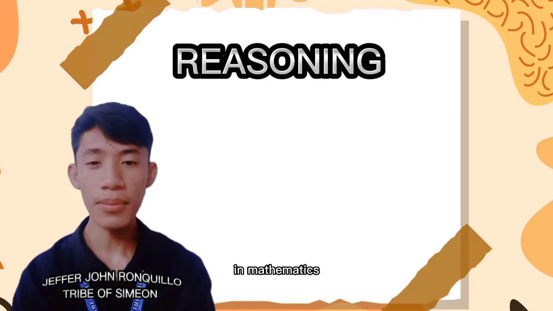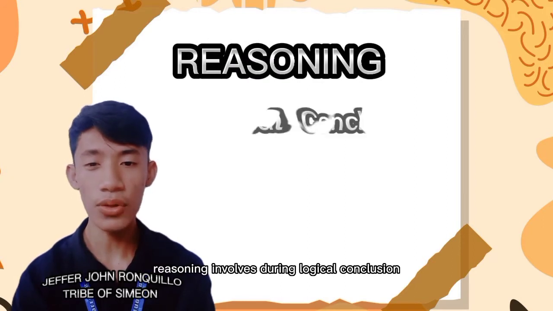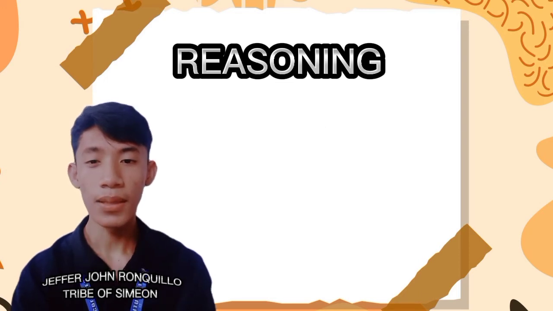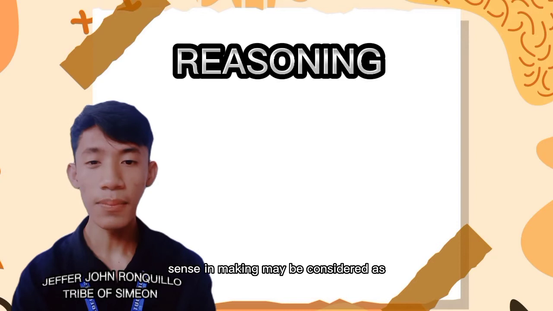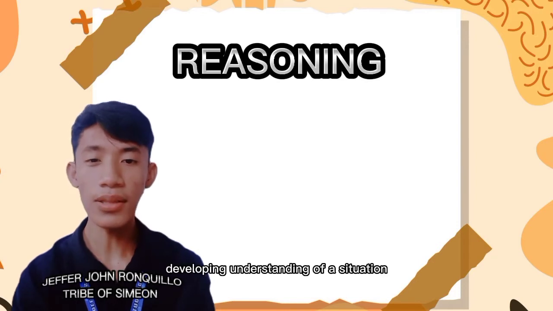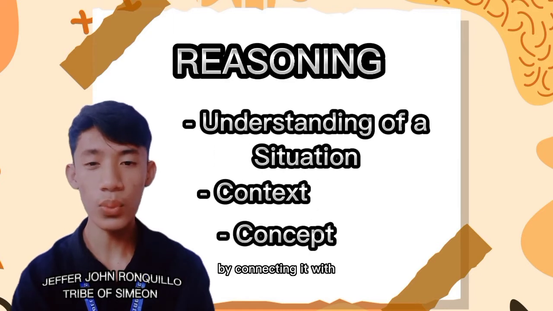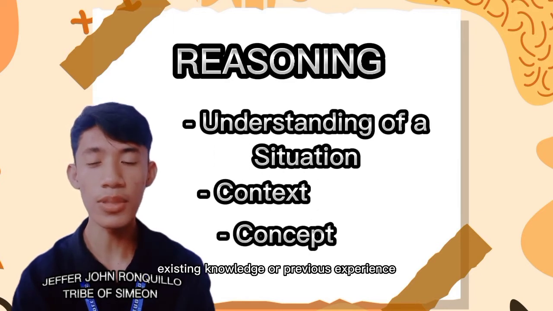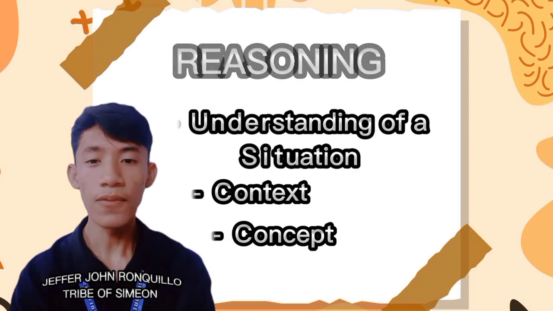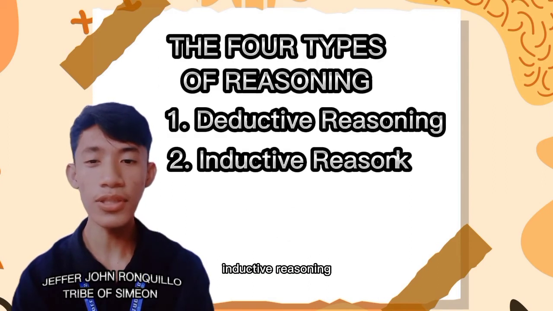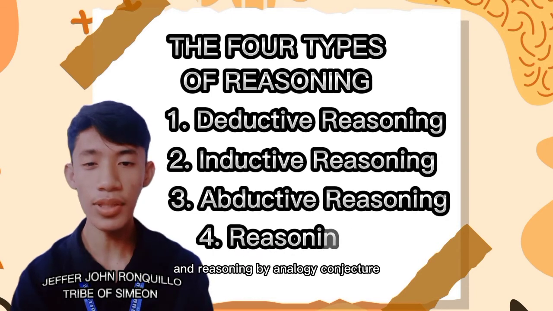Reasoning. In mathematics, reasoning involves drawing logical conclusions based on evidence or stated assumptions. Sense making may be considered as developing understanding of a situation, context, or concept by connecting it with existing knowledge or previous experience. The four types of reasoning are deductive reasoning, inductive reasoning, abductive reasoning, and reasoning by analogy.